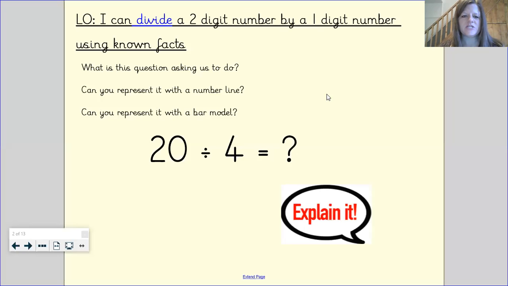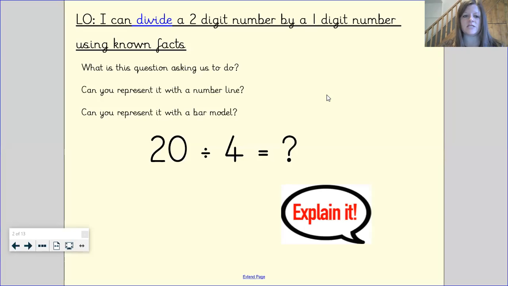So we've got this question here, it's 20 divided by 4 equals something. So what is this question asking us to do? I would like you to think back to yesterday's lesson, and if you didn't do yesterday's lesson, I would pause this video, stop this video, and do yesterday's lesson first, because that will help you with today.